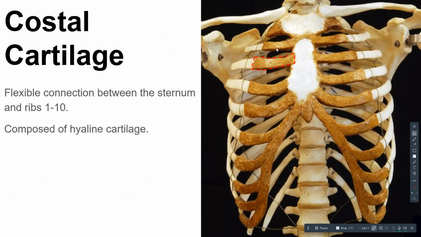Don't forget about the costal cartilage, connecting ribs 1 through 10 to the sternum. It's hyaline cartilage. I like having cartilage here in my thoracic cage because it gives me a degree of flexibility that I need for big, deep inspirations and expirations.